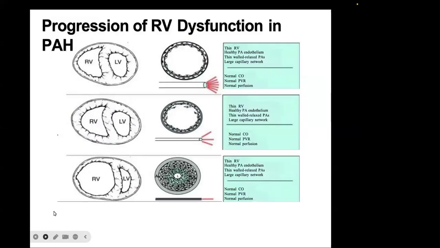The progression of RV dysfunction in PH: thin RV, healthy pulmonary artery endothelium, thin walled relaxed pulmonary arteries and large capillary network, normal cardiac output, normal pulmonary vascular resistance, normal perfusion.